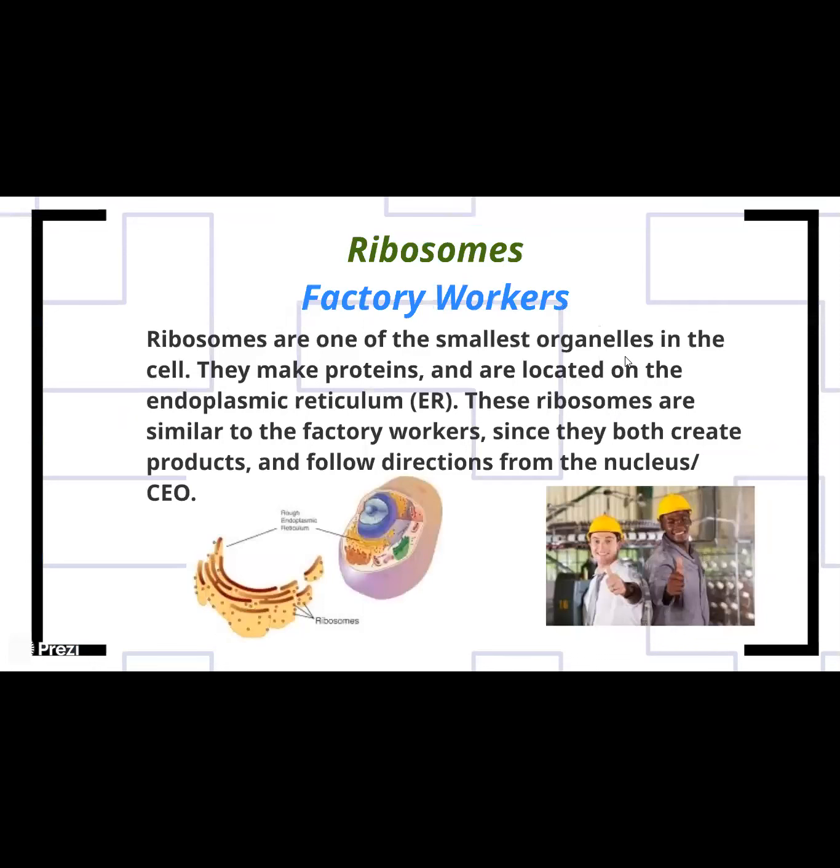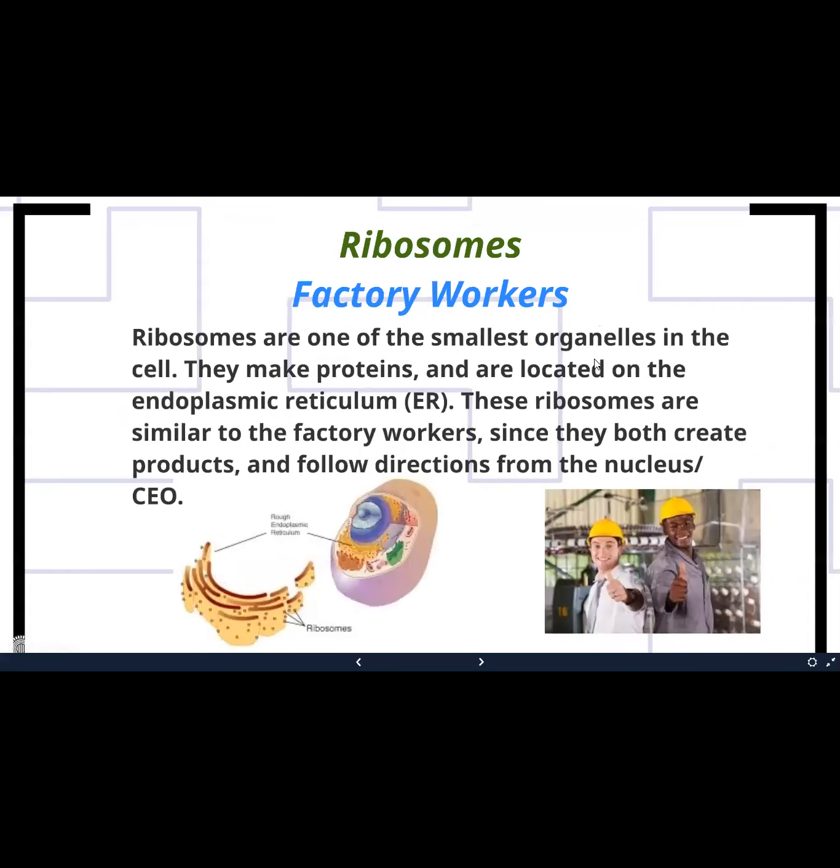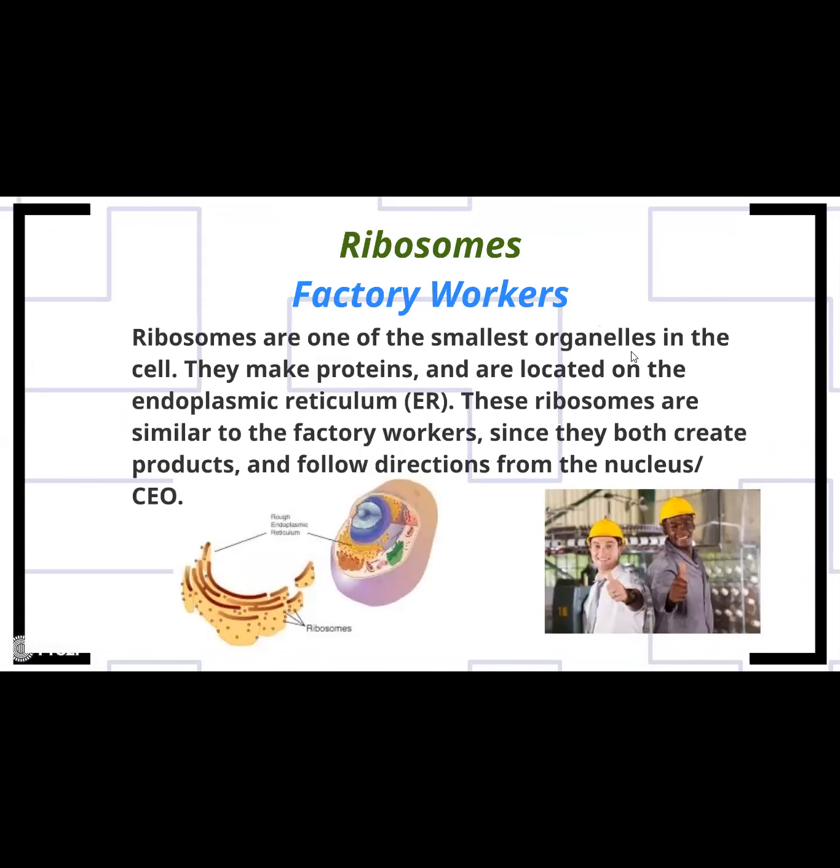The ribosomes are analogous to the factory workers. Ribosomes are one of the smallest organelles in the cell. They make proteins and are located on the endoplasmic reticulum. So these ribosomes are similar to the factory workers since they both create products and follow directions from the nucleus.